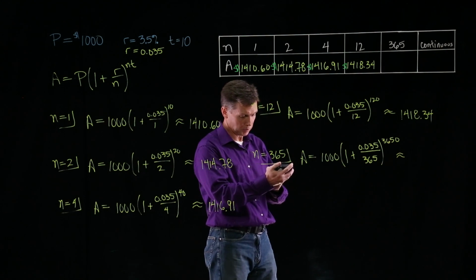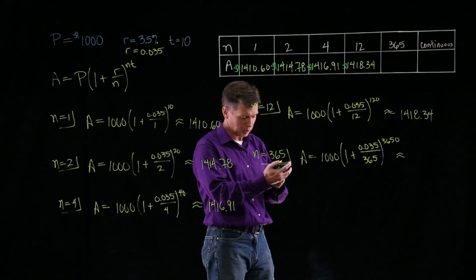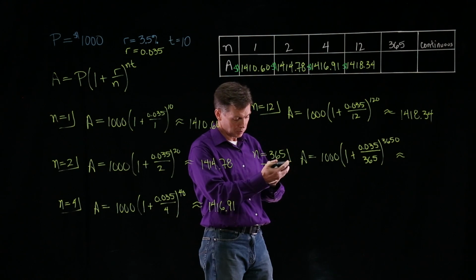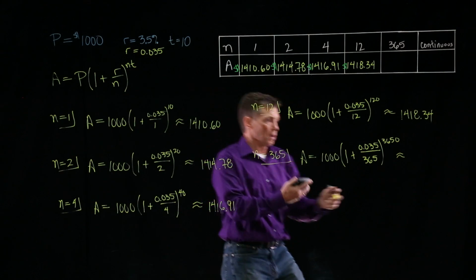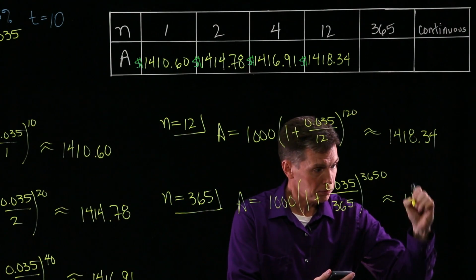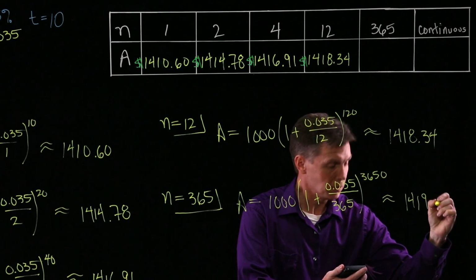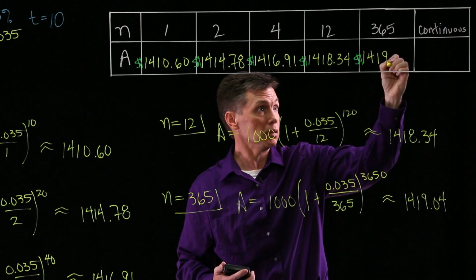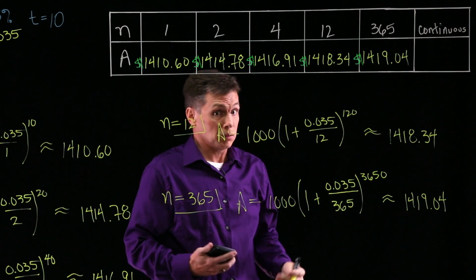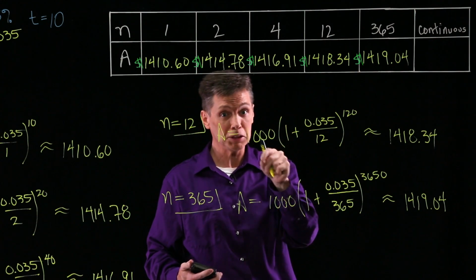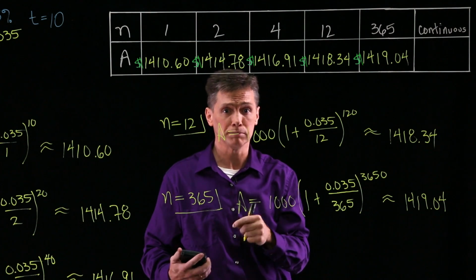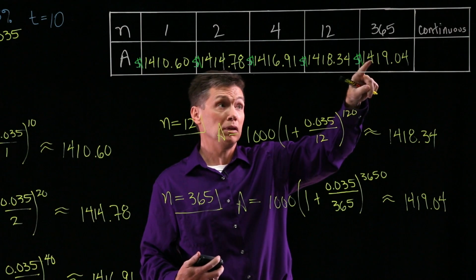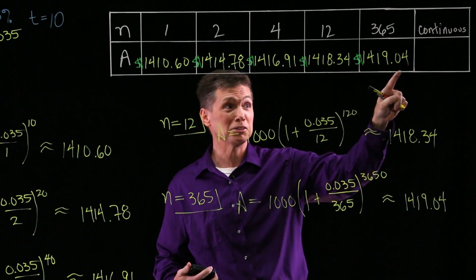And then to the calculator, 1,000 times parentheses 1 plus 0.035 divided by 365, close parentheses, raised to the 3650 power. Rounded to 2 decimal places, I'm looking at 1,419.04. Up to the table, 1,419.04. And of course, what you're seeing is, as we're filling in these entries, you're getting a little bit more money depending on how frequently the bank compounds their interest. So if they did it monthly, you'd get this $1,418.34 at the end of the 10 years. If they compound it daily, you'd get an extra 70 cents over 10 years.